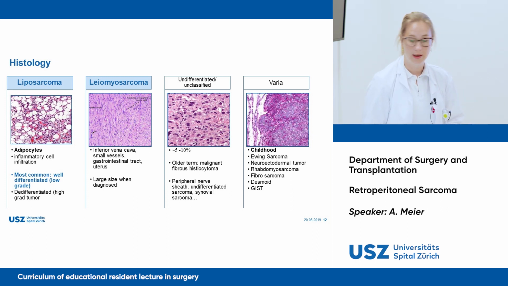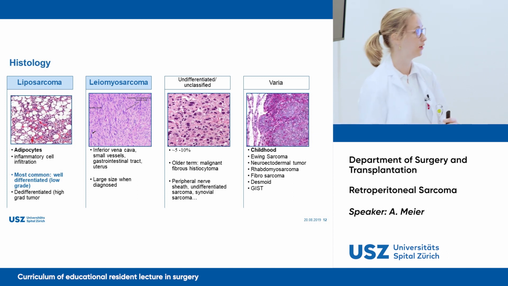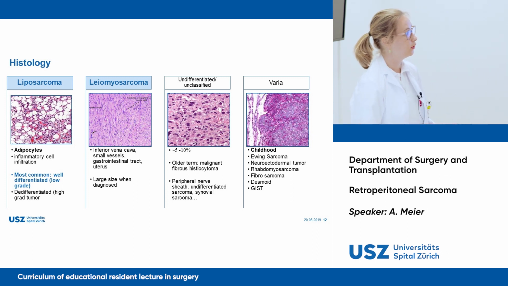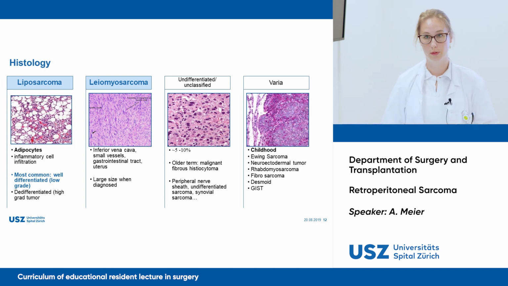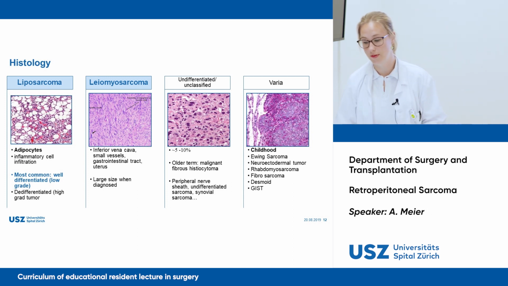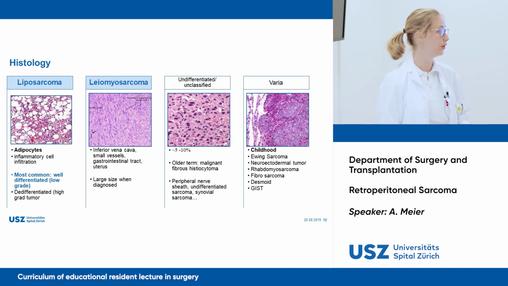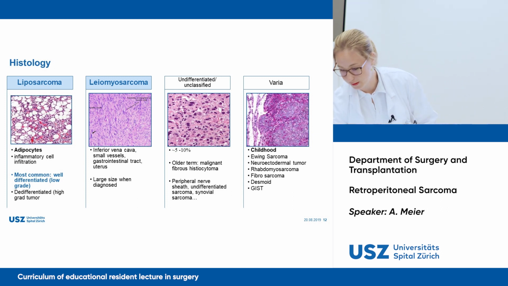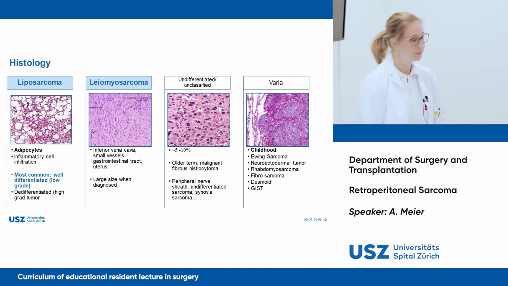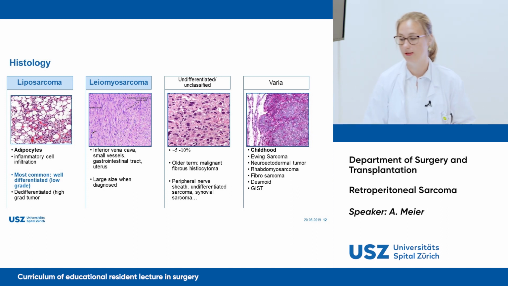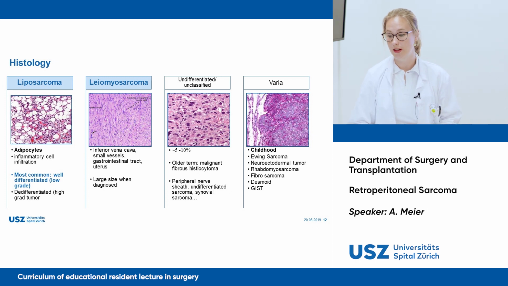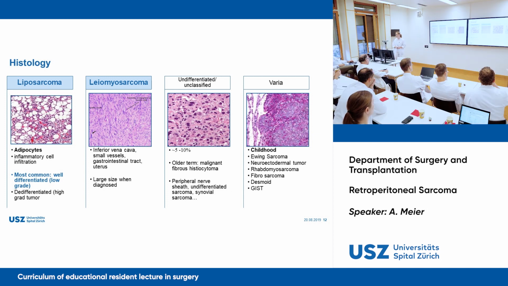There are unclassified and undifferentiated tumors, more or less also mixtures, about 10%. The older term was malignant fibrous histiocytoma, and it often comes from peripheral nerves, undifferentiated sarcomas, synovial sarcomas, and a mixture. And there are variant ones. I think everybody heard about it in the study. Childhood: Ewing sarcoma, rhabdomyosarcoma, fibrosarcoma, desmoid tumor. This is all over in the varia. But the most common are the first 2, the liposarcoma and the leiomyosarcoma. So I want to focus on this today.